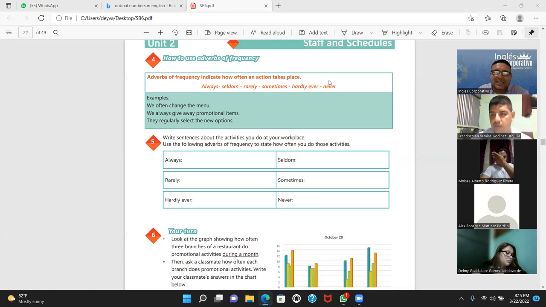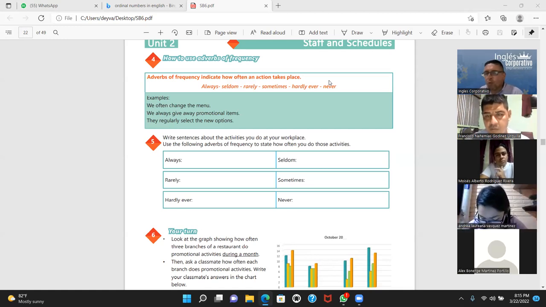Can you see the image that I sent to the WhatsApp chat? Yes, teacher. Okay, so what do you see before the adverb of frequency? What do you see before? ¿Qué está antes del adverbio de frecuencia? What's there? ¿Un pronombre? Antes. Hay unos números ahí.